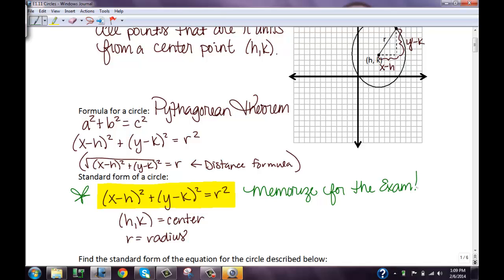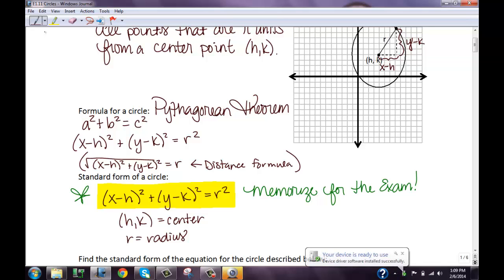Everything will ask you to put your center and your radius into the standard form of a circle, or you'll be finding the standard form of a circle, or you'll be given the standard form of a circle and asked to do something with it. So it's very important that you know this is the formula where HK is the center and R is the radius.